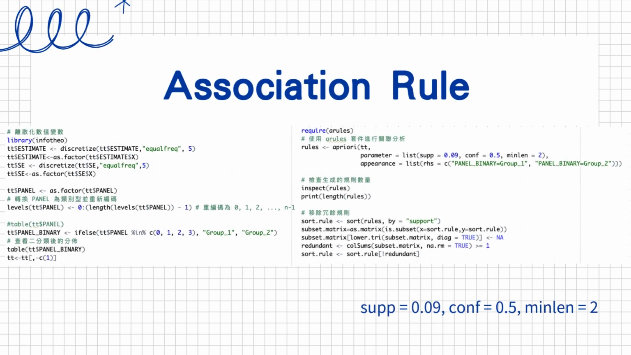And here we highlight the R code that implements association rule mining with the arules package. The apriori function is used to discover patterns in the preprocessed dataset, focusing on rules that predict panel binary, either group 1 or group 2. In our parameter list, we set a minimal support of 0.09, a minimal confidence of 0.5, and restrict the rules to have at least two items.